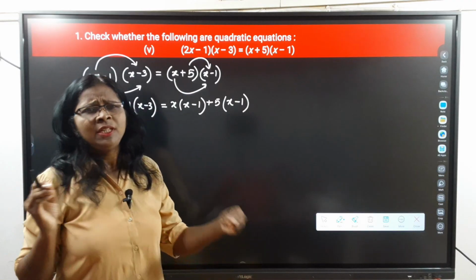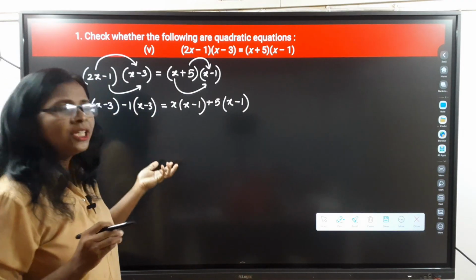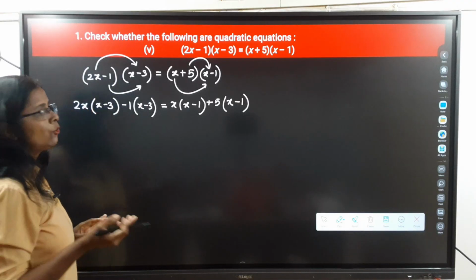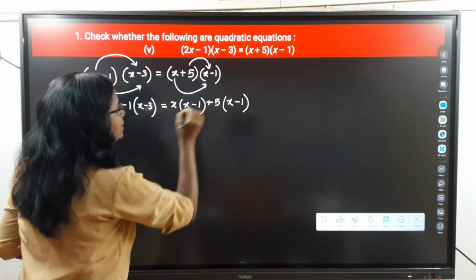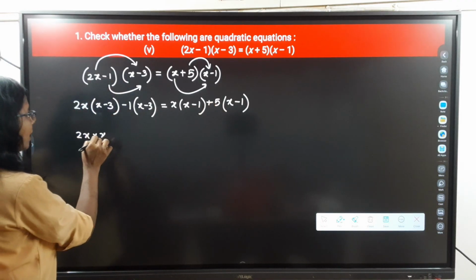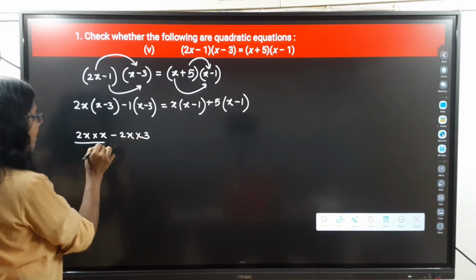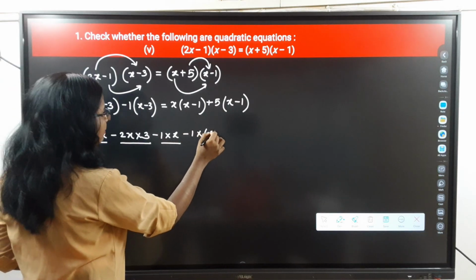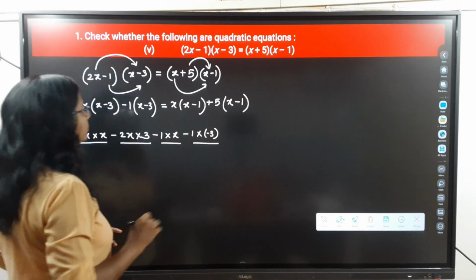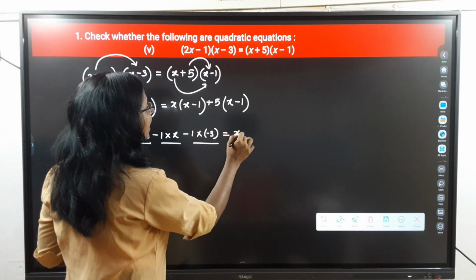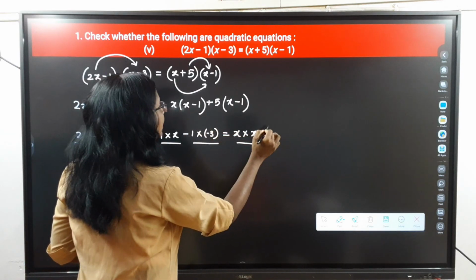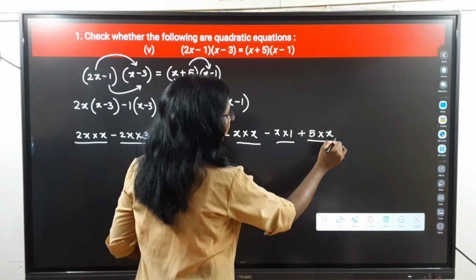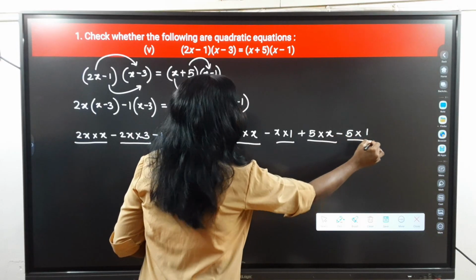These steps are very easy. You follow these steps, students. Okay, and you practice such a type of example frequently. Okay, often you practice it. So here 2x multiplied x minus 2x multiplied 3, and then minus 1 multiplied x, then minus 1 multiplied minus 3. Then here is equal to x multiplied x minus x multiplied 1. Then here plus 5 multiplied x minus 5 multiplied 1.